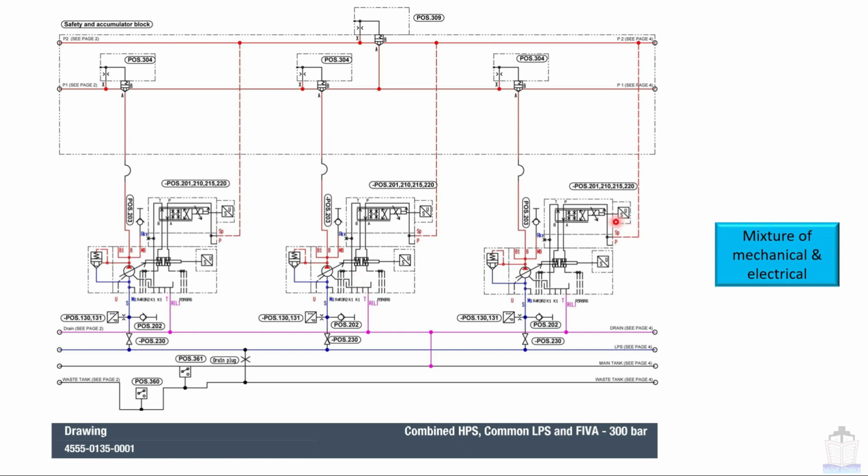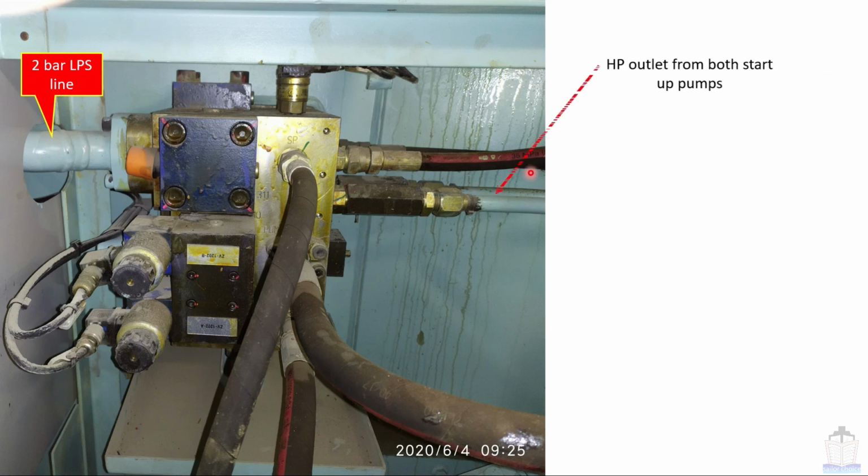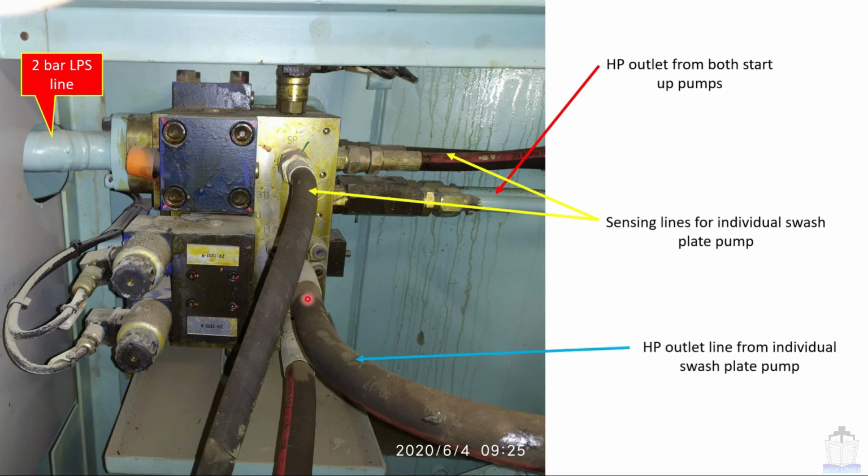Now we are going to see the example of SP point. This is the safety block. This is the 2 bar LPS line. These two are the outlets of both starter pumps, and these three pipes are sensing lines for individual source plate pumps, what we just saw in the previous hydraulic diagram. Here you can find SP is written. SP means sensing point. This is the HP outlet from the individual source plate pump.